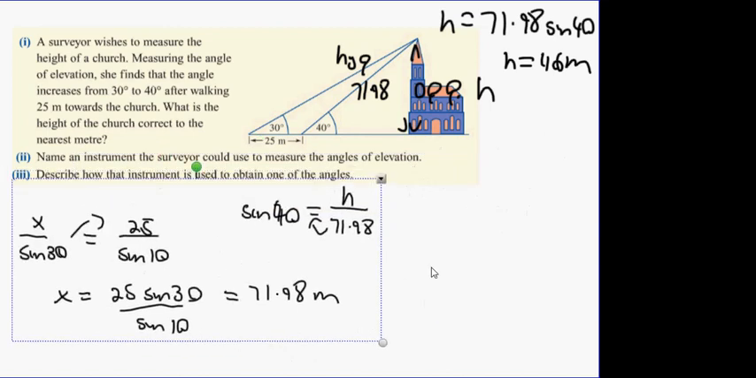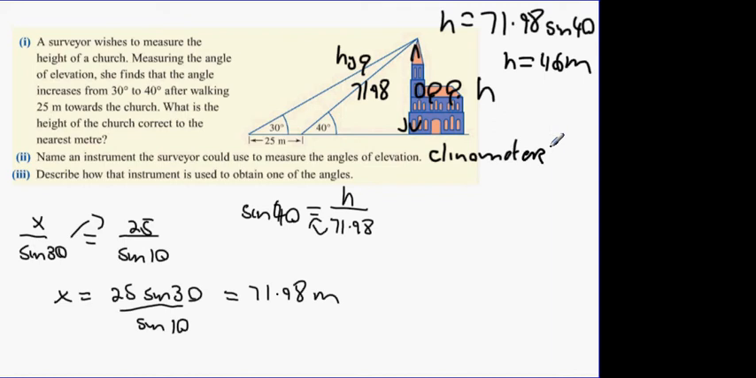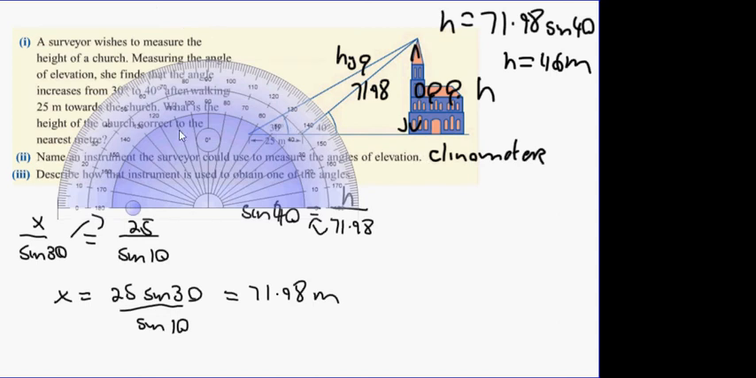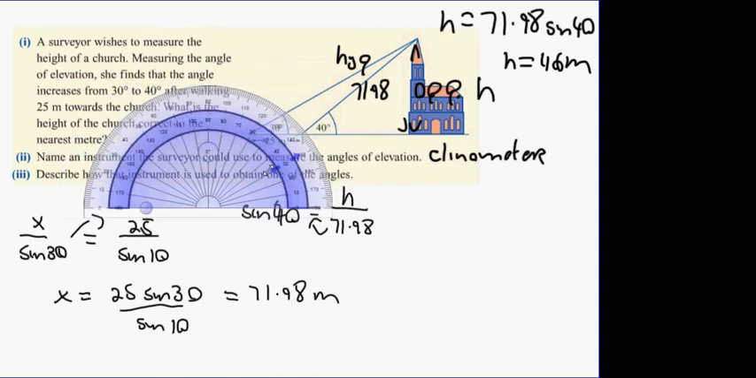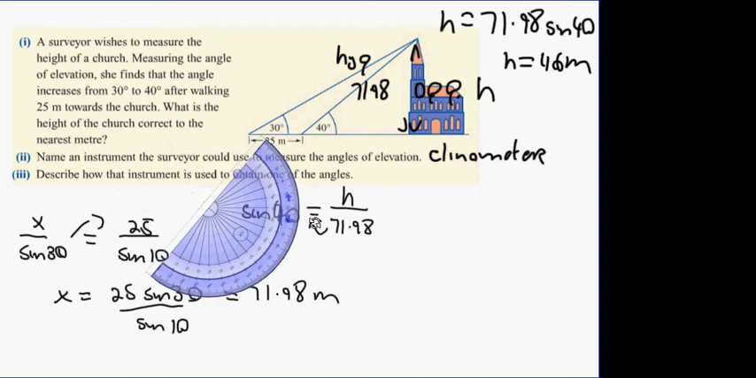Name the instrument used to measure the angles of elevation. It's called a clinometer. Describe how the instrument is used to obtain one of the angles. Some of you did an absolutely brilliant answer with this. You actually drew out a protractor hanging upside down, turned upside down like so.